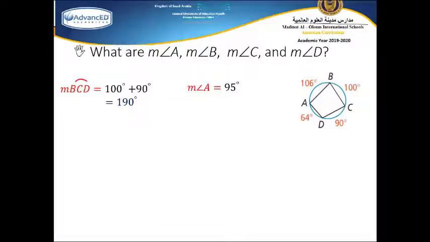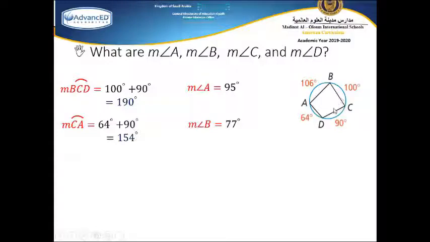In the same way, let's find the measure of angle B. The measure of angle B intercepts the arc CA. And we know that the arc CA equals the sum of 90 and 64. Then the measure of arc CA equals 154. Then the measure of angle B, the inscribed angle, equals half of 154, which equals 77.